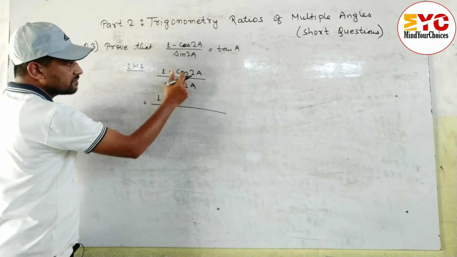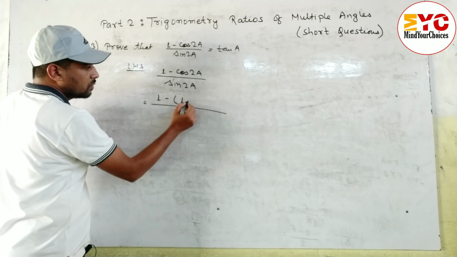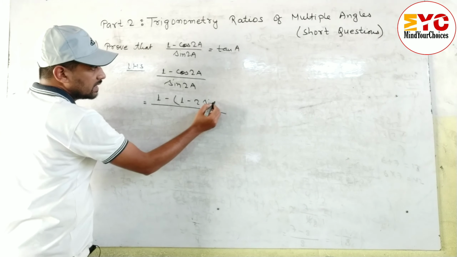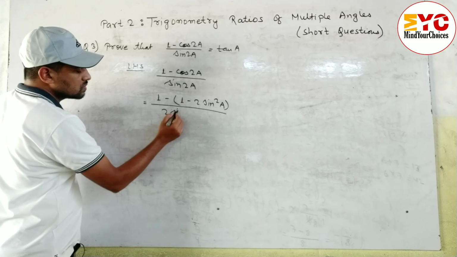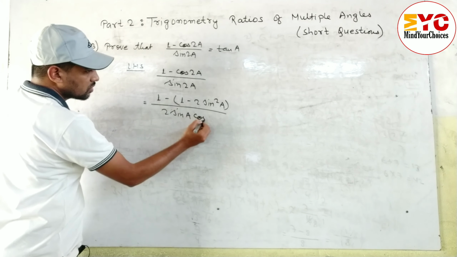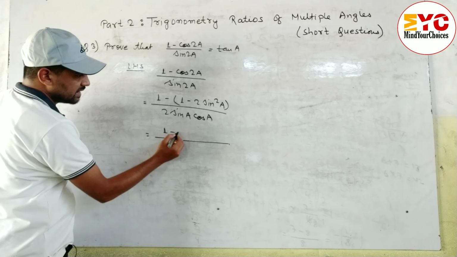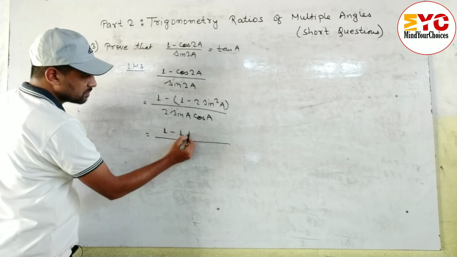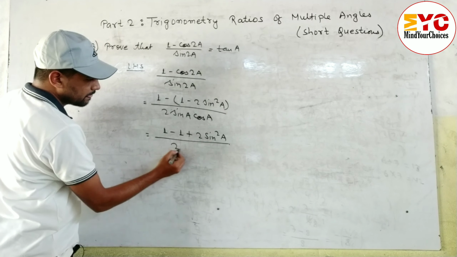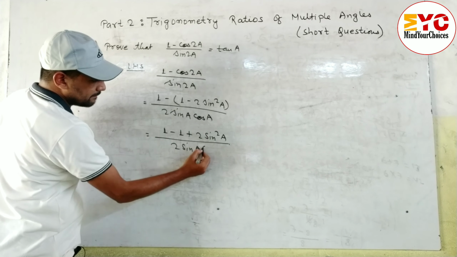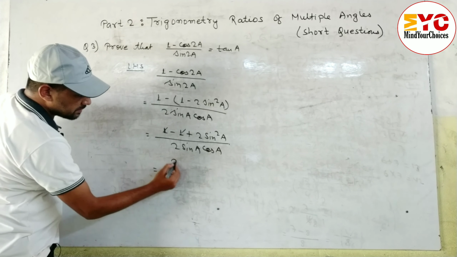1 minus, what is the formula of cos 2a in the form of sin? 1 minus 2 sin square a. Sin 2a formula we know is 2 sin a cos a. Now 1 minus 1, minus minus plus, 2 sin square a by 2 sin a cos a. Now 1 and 1 cancel. So what is remaining here?